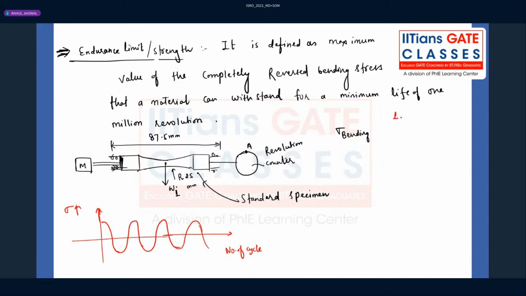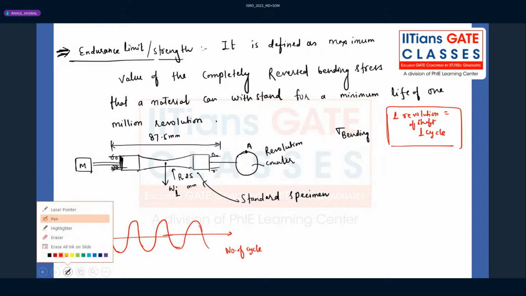Remember, one revolution of the shaft is equal to one cycle. Whatever the revolution counter is there, it will just note down the values of number of revolutions before failing the component. But how many components are going to fail? Then we note down the values.